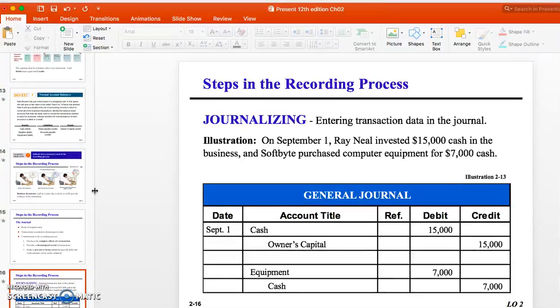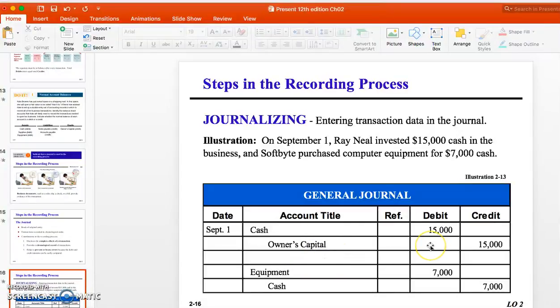Here's a general journal. There are lots of these in the book, so I'll just walk you through this one. If you look, entering a transaction in the journal. So you're going to be doing this on September 1st. Ray Neal invested $15,000 in cash. So we debit cash, and because he owns the business or put money in, he got owner's capital. So we increased owner's capital, we increased cash. Therefore assets equals liabilities plus owner's equity.